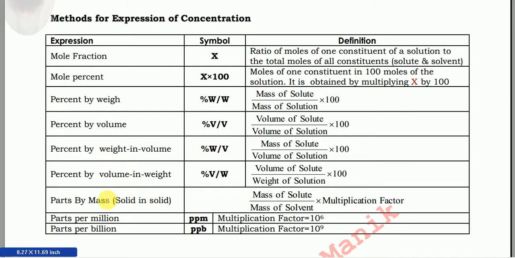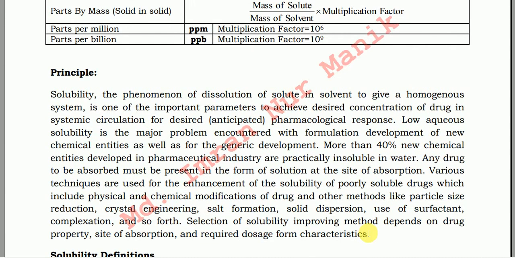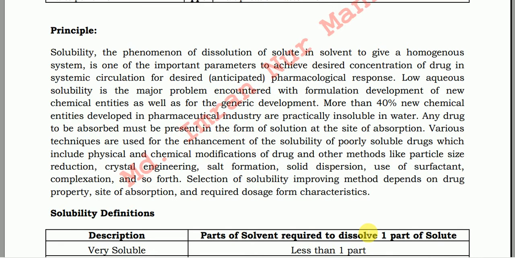There is also parts by mass, which is known as mass of solute divided by mass of solvent into a multiplication factor. If the multiplication factor is 10 to the power 6, this is known as parts per million. And if the multiplication factor is 10 to the power 9, this is known as parts per billion. Now let's move to our principle.